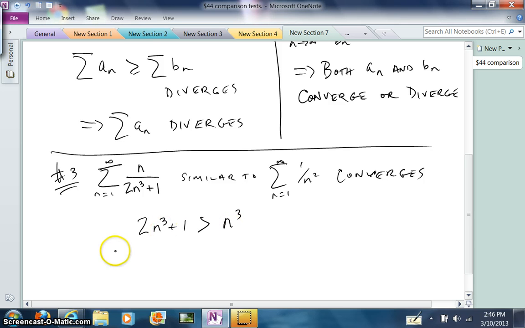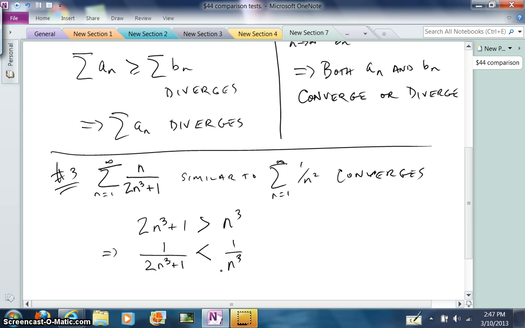And then that means now I can flip this. I want this in the denominator ultimately, so let's put it there now. So that means 1 over 2n cubed plus 1, and 1 over n cubed. What's the relationship between those? Well, if you remember from when you did inequalities in high school or younger, when you flip this, it flips the inequality. So now I have this.